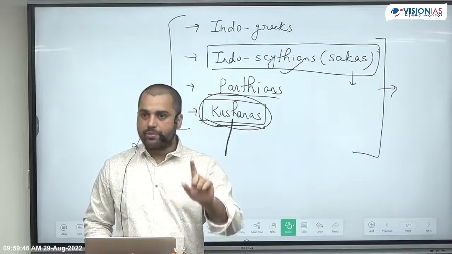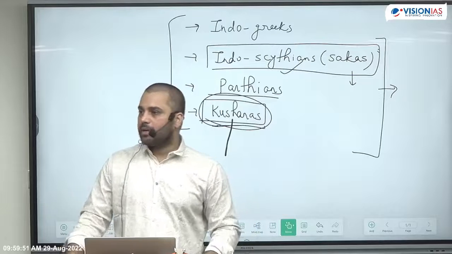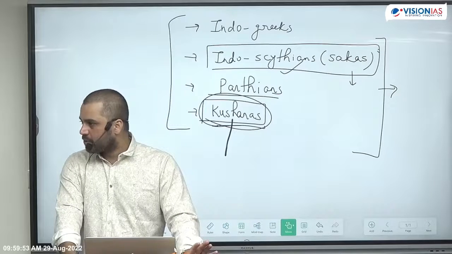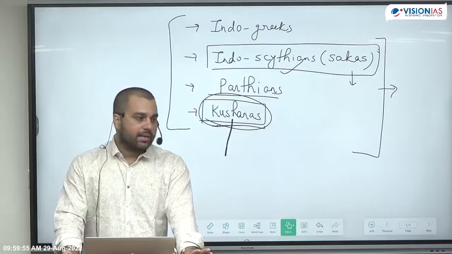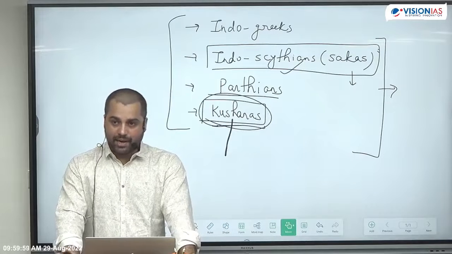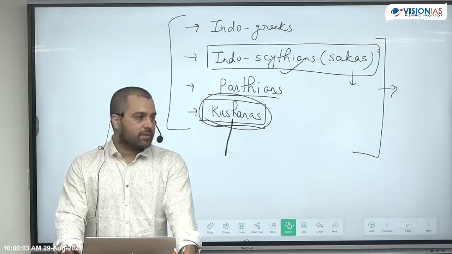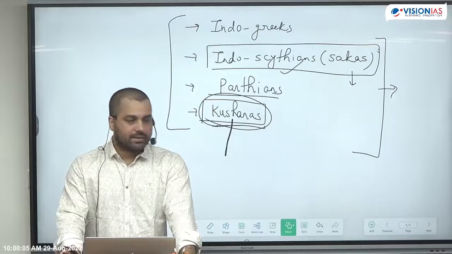Not Kushanas. New NCERT में, I am not sure why it is written. अगर आप New NCERT पढ़ोगे तो वहाँ पे लिखा हुआ है कि Kushanas were the first to issue gold coins, but that is not a correct statement. Kushanas issued gold coins in a large number and of the best quality. But Indo-Greeks were the first rulers who issued gold coins in India.